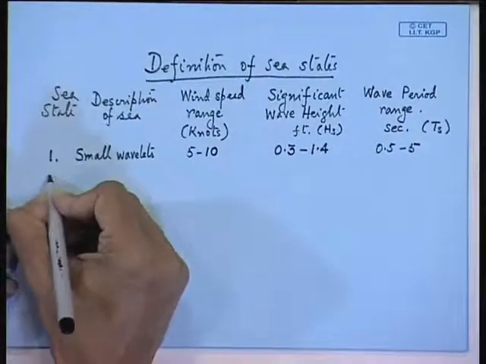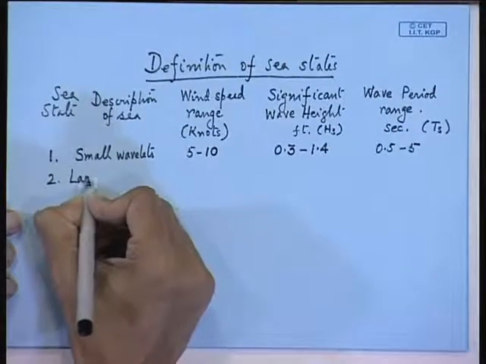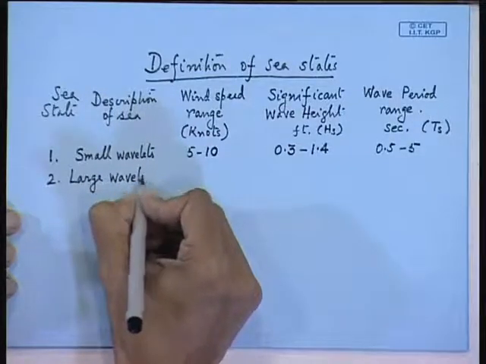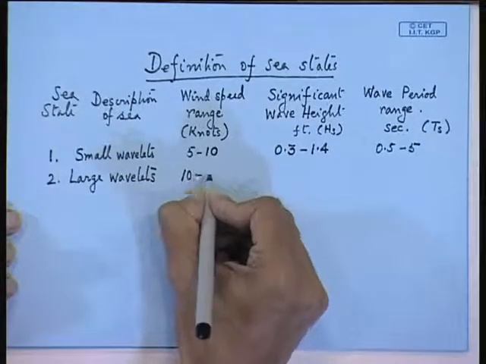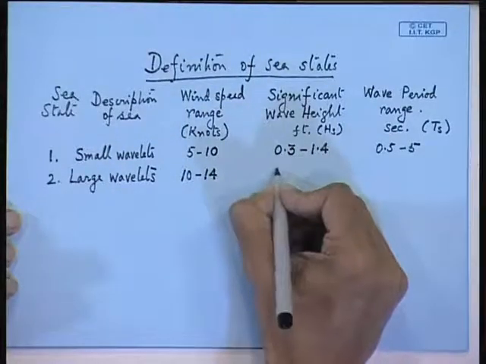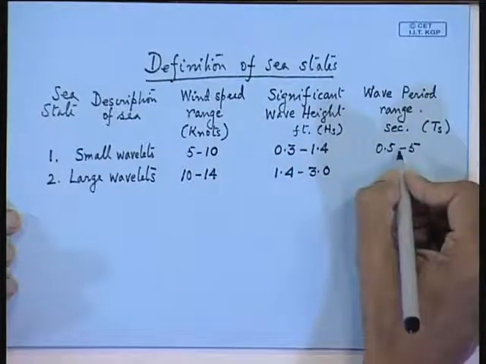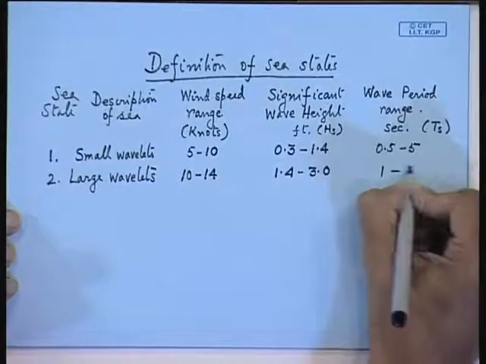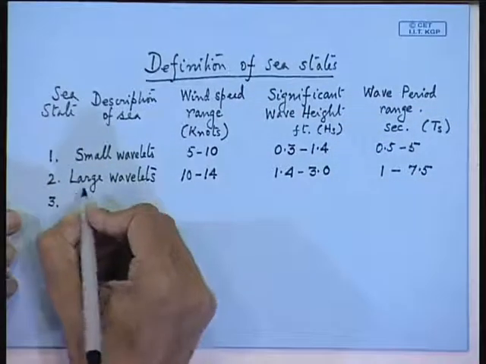Now next is sea state 2. This is large wavelets. Wind speed is 10 to 14 knots. Wave height is 1.4 to 3. Significant wave period is 1 to 7.5. Number 3, you write small waves.